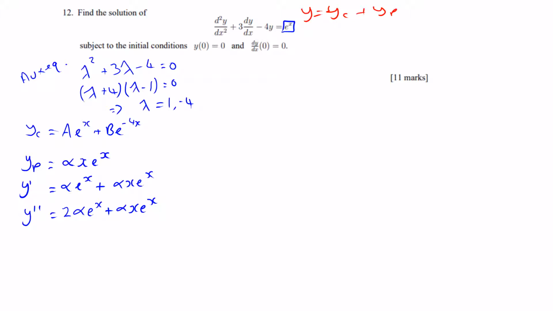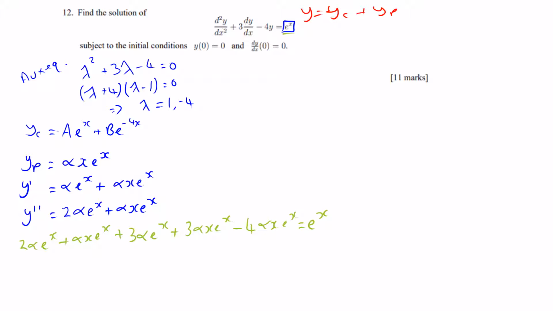If we now substitute this into our original second order differential equation, y double prime is d2y by dx squared, so we're going to have 2 alpha e to the x plus alpha x e to the x, and then plus 3 lots of y prime, which is alpha e to the x plus 3 alpha x e to the x, and then take away 4 lots of y, which is alpha x e to the x. And that is equal to e to the x, our right hand side over here.